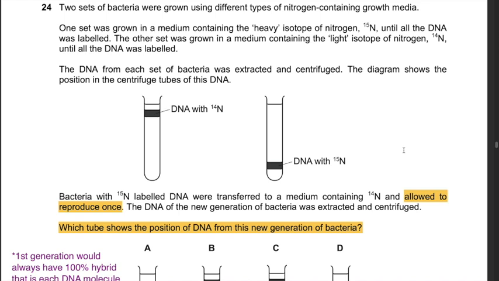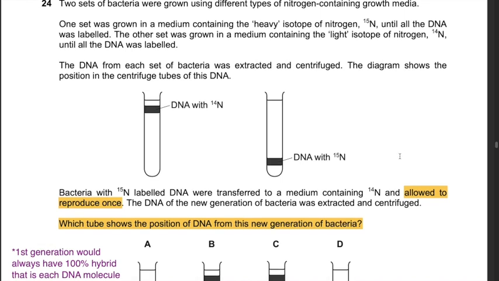Basically, first they grow bacteria in a medium containing the heavy isotope of nitrogen, that is 15N. So first, all the DNA would consist of 15N. Then, the bacteria labeled as 15N were transferred to a medium containing 14N, and 14N means the light nitrogen. So all the bacteria which were grown in 15N were transferred to 14N and allowed to reproduce once. After that, you would get the first generation of bacteria, and we are supposed to find out where the position of this DNA would be in a tube.